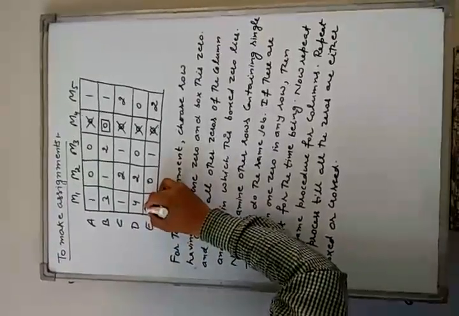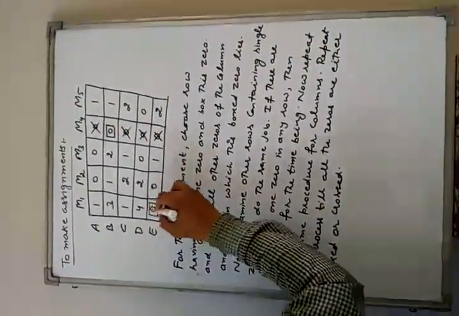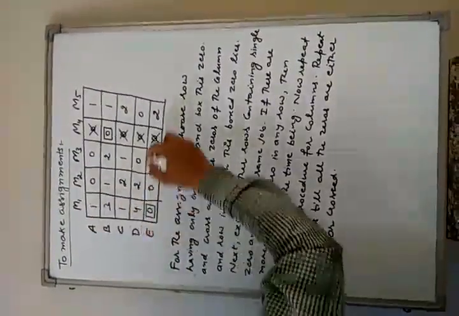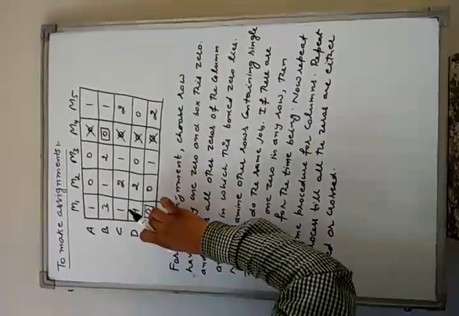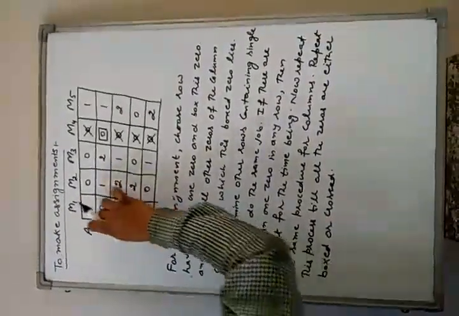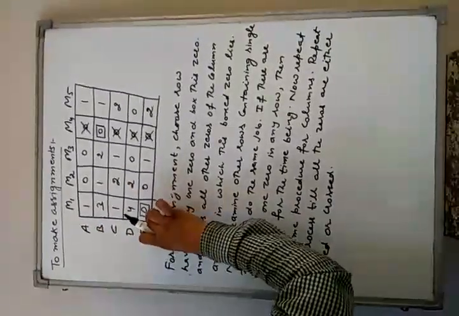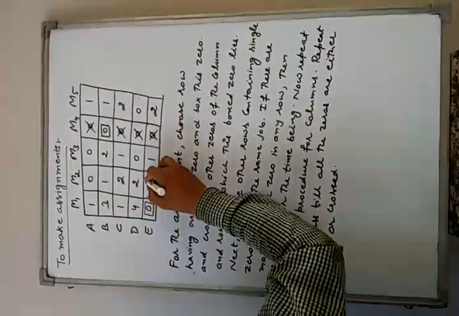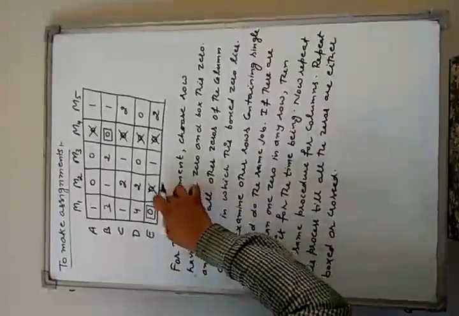Now we will box this zero and cross all other zeros in the row and column in which this boxed zero lies. This boxed zero lies in this column. There is no other zero. This boxed zero lies in this row. There is one zero. We cross this one zero. Now we will repeat the same process.